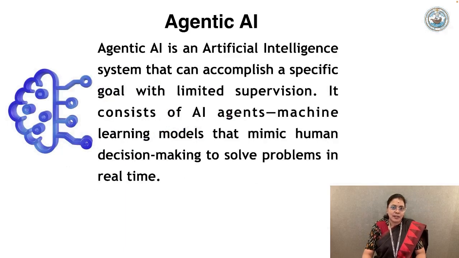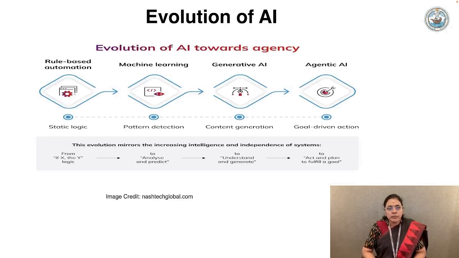Agentic AI is a branch of artificial intelligence which does the work autonomously, which sets the goal, which plans the action, and autonomously does everything with little human intervention. So it is built upon agentic AI models which mimic human decision making to solve problems in real time. Let's have a quick walkthrough of the evolution of AI.